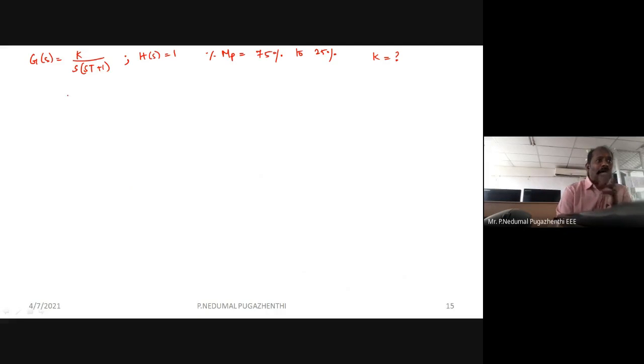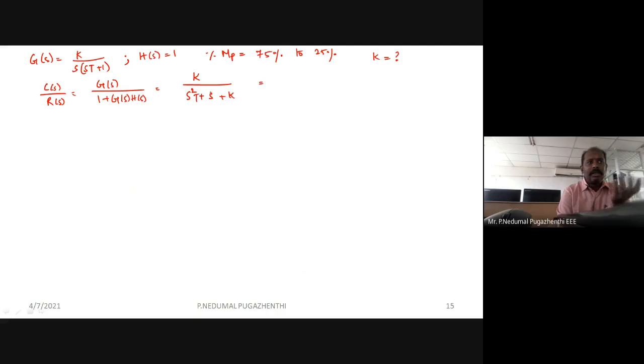Okay, so as usual, first find the closed loop transfer function. C of S by R of S is equal to, as usual, G of S divided by 1 plus G of S H of S. Then substitute it. You will get S squared T plus S plus K. Okay, this is what you get.